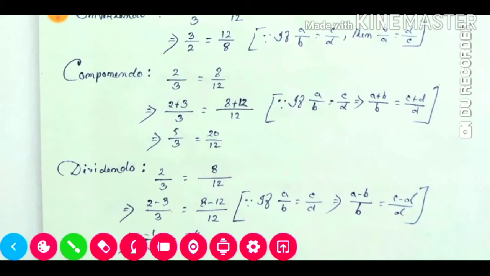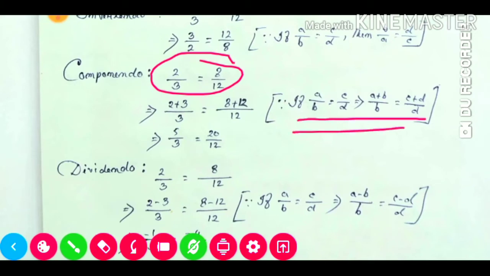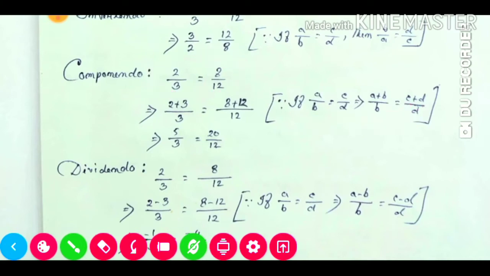Componendo is also easy. We write the same fraction first. The formula: if a/b is equal to c/d, then (a plus b)/b is equal to (c plus d)/d. This is also correct. Here we add b to a, and b is 3, so 2 plus 3. And we add d to c, where d is 12, so 8 plus 12. 2 plus 3 is 5, and 8 plus 12 is 20, divided by 12. So componendo is also finished.